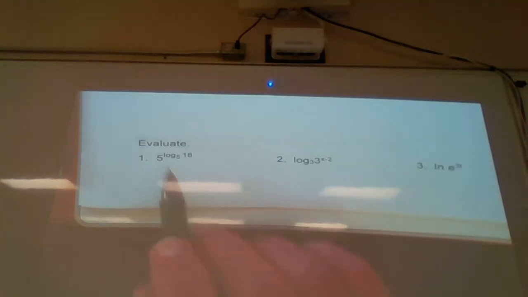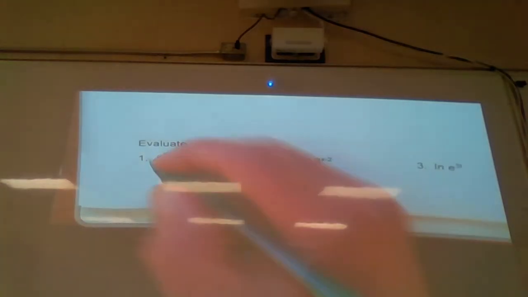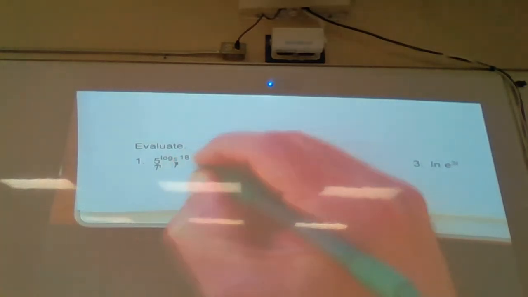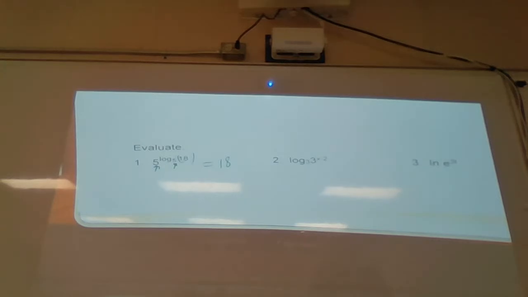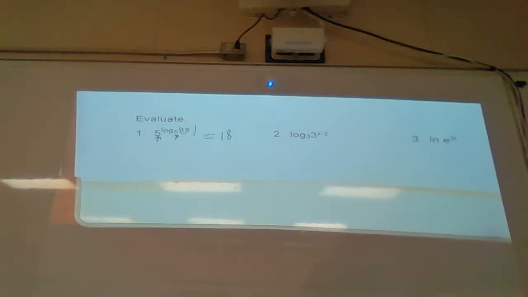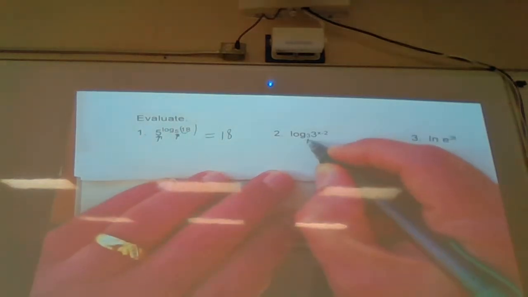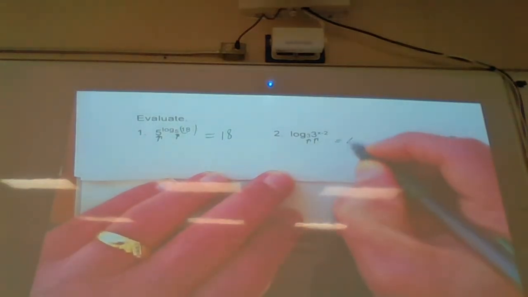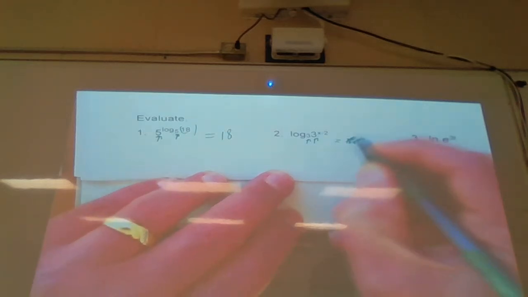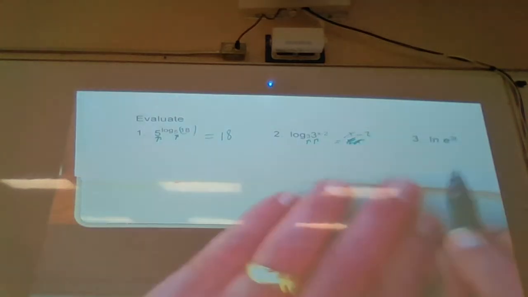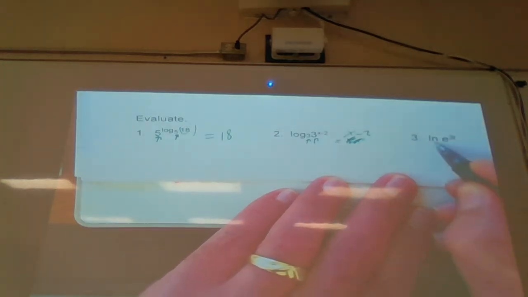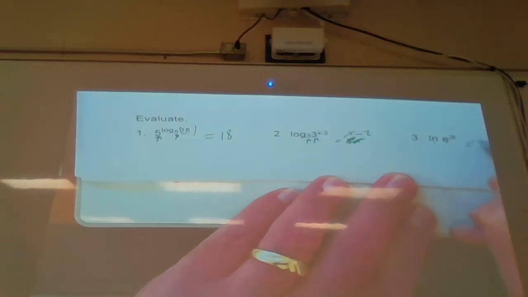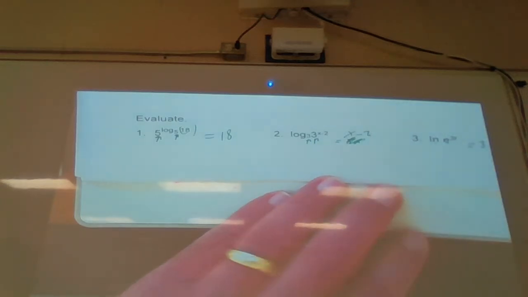In number one, I have log base 5 of base 5 to the 18, so I notice they're the same base, so the answer is 18, using property number 1. This one here again, I have base 3 over base 3, so the answer is x minus 2. Remember, ln is log base e, so I have base e to the 3t, so the answer is 3t.